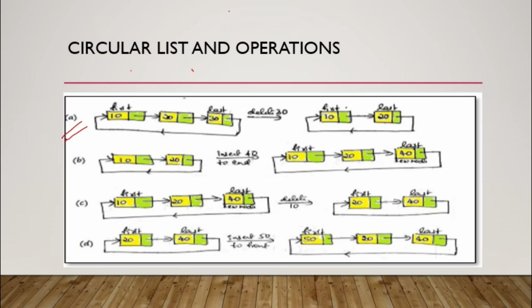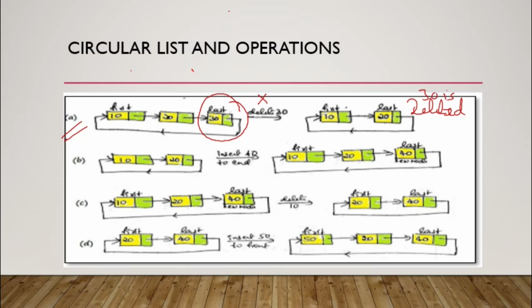So what I am doing is deleting 30. If you see, students, 30 is at the end. I just delete 30 and join the link of the node which is previous to 30 to the first. So that is what we do. When we do this, 30 is deleted.